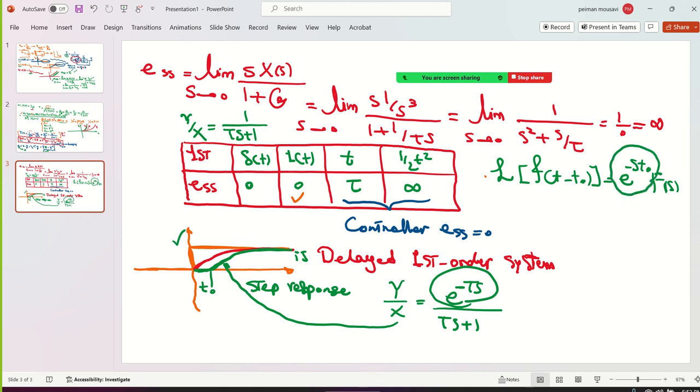Just giving you a heads up from now. When I say delayed first order system, it is this, because you're in the first order system now. Oh man, it's very hard to teach by COVID.